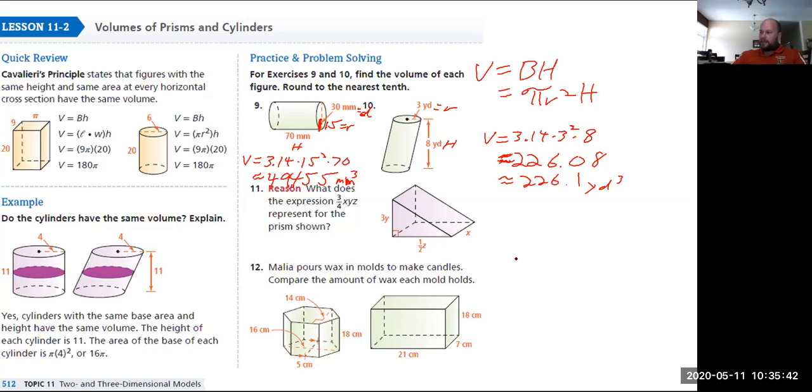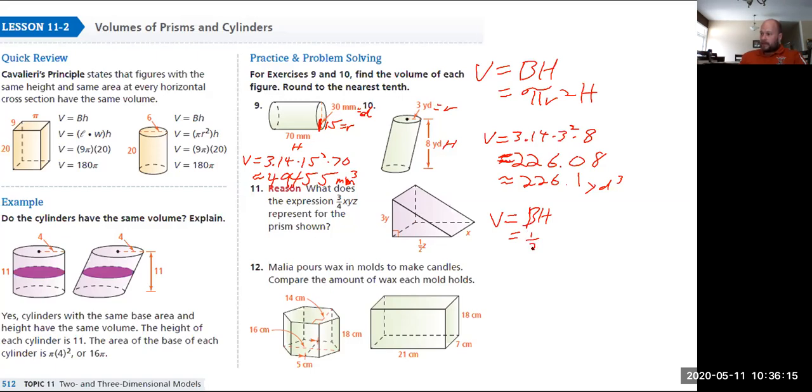All right, on number 11, what does the expression 3/4 x, y, z represent for the prism shown? Well, on here, let's see, 3/4 x, y, z. I'm going to guess it's probably the volume. Let's see if that works out. So volume for this one, V equals base area times height.